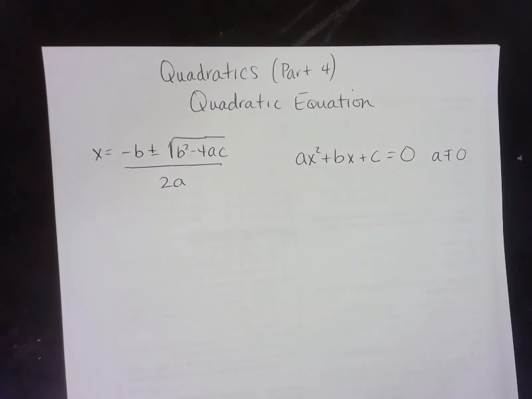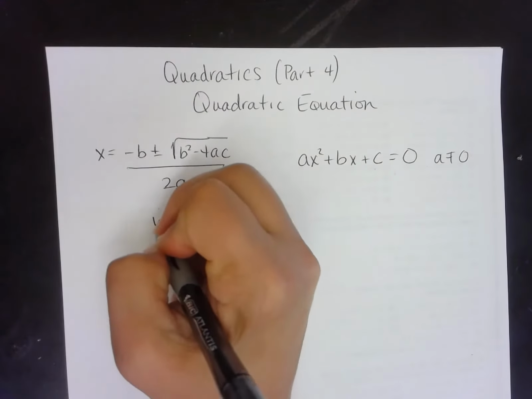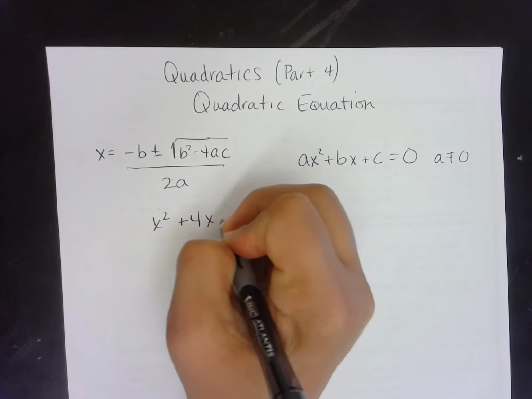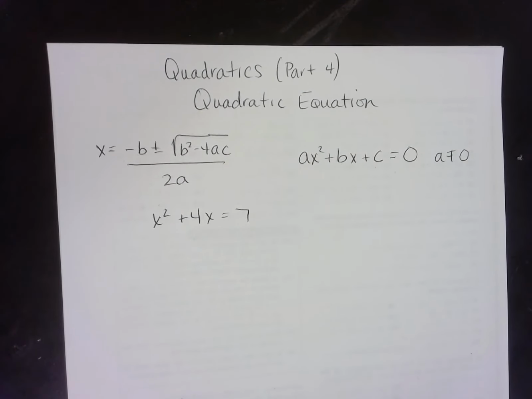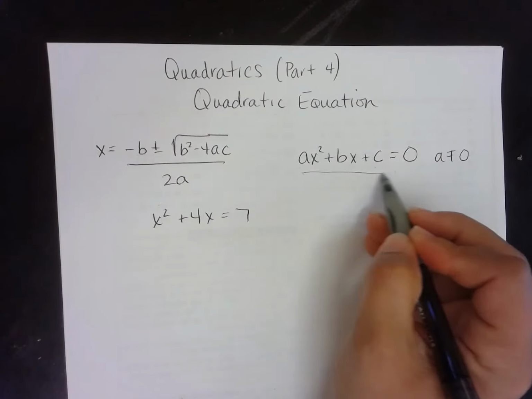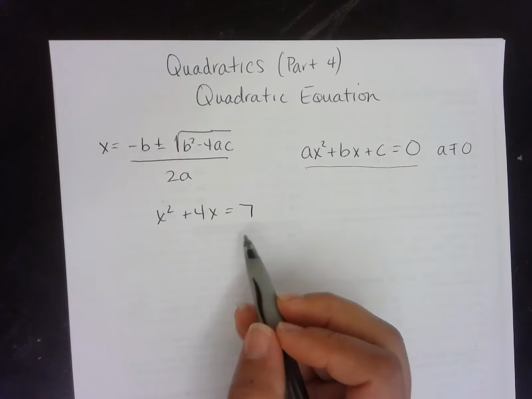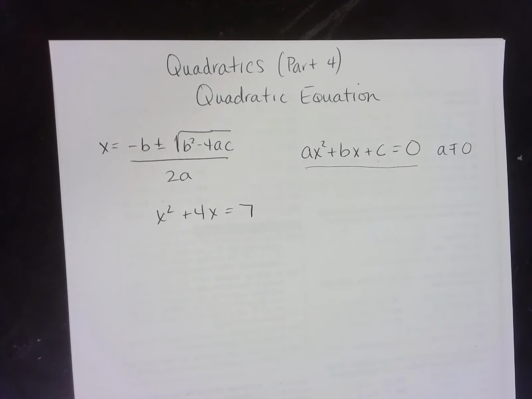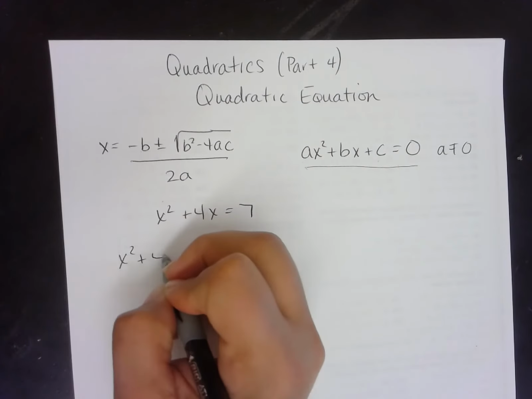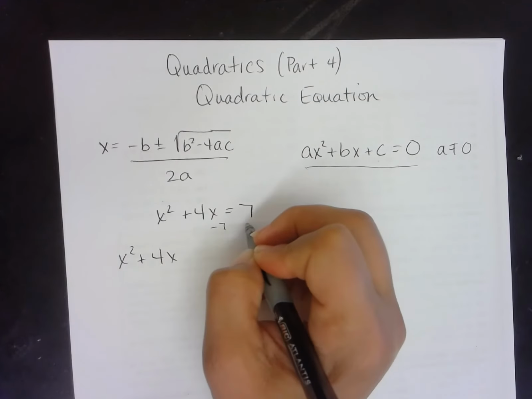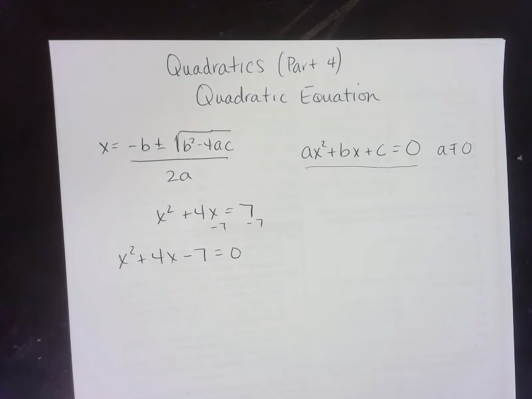All right, so let's just use this for a second. We have x squared plus 4x equals 7. So the first thing that I notice here is that my quadratic is not in this form. So that's the first thing that I want to do, is move the 7 so that it's on the left-hand side, and then I have 0 on the right-hand side. So I have x squared plus 4x. I'm going to subtract 7 from both sides here. And then I have minus 7 over here, and I end up with 0 over here.